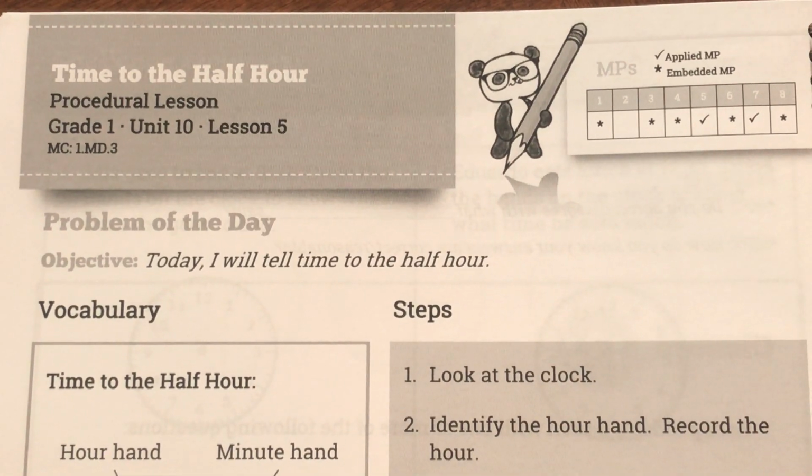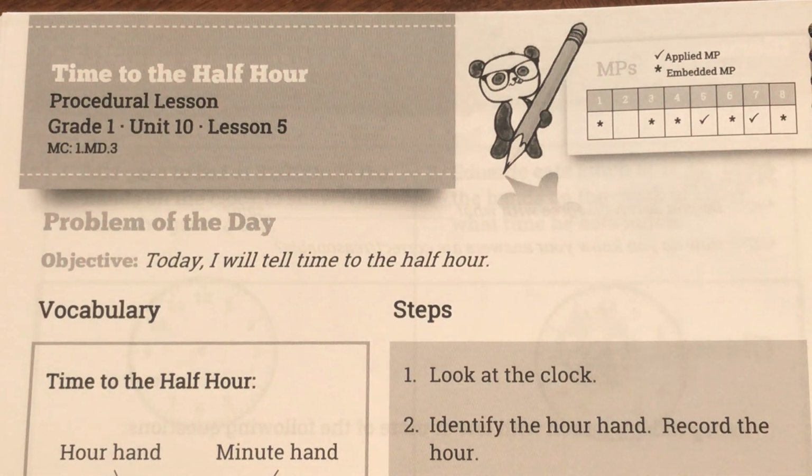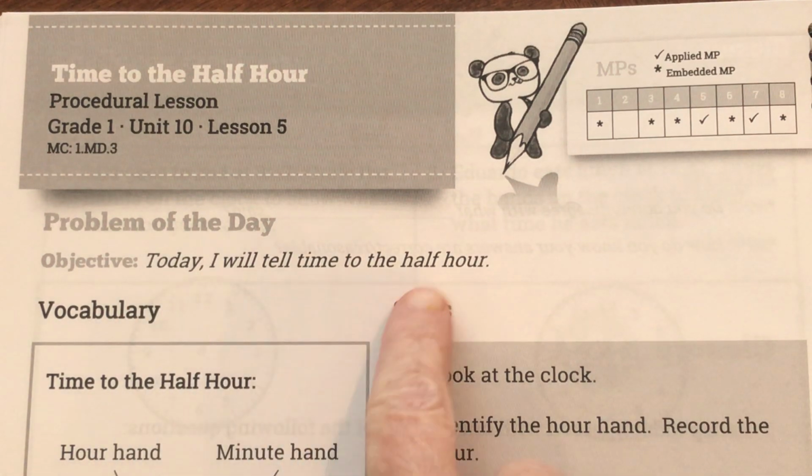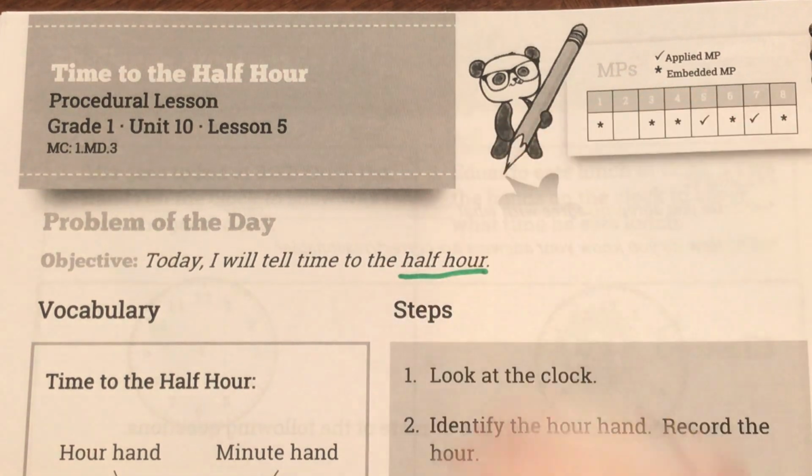Good morning, first graders. Today we are on page 189 of your student journal, and we are going to continue working with what we've been doing the past 2 days. So our goal or our objective today is I will tell time to the half hour. So to the half hour. And that's what we have been doing so far.